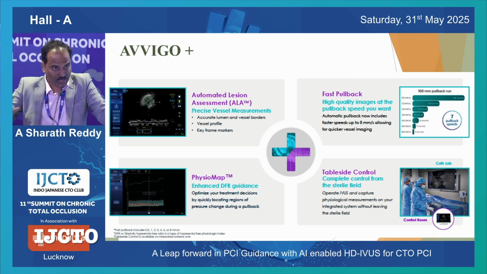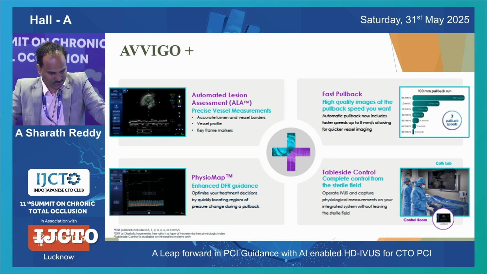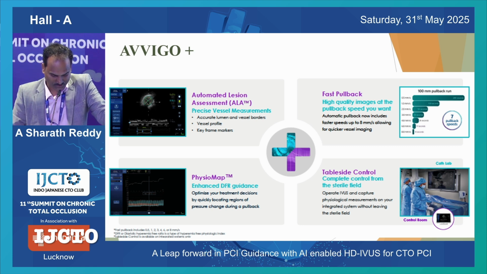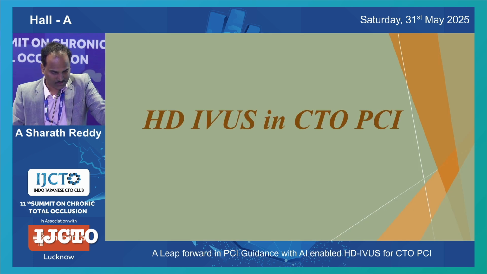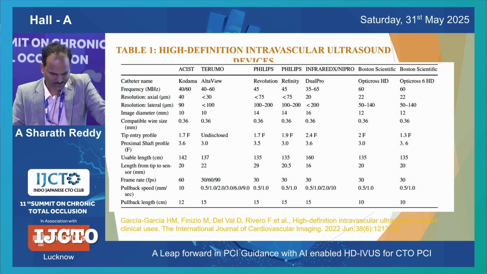So apart from HD IVUS, we have automatic lesion assessment and faster pullback. You have multiple pullback speeds to speed up your imaging, and also table side control, which also helps the CTO operator. So look at how HD IVUS helps in CTO PCI.